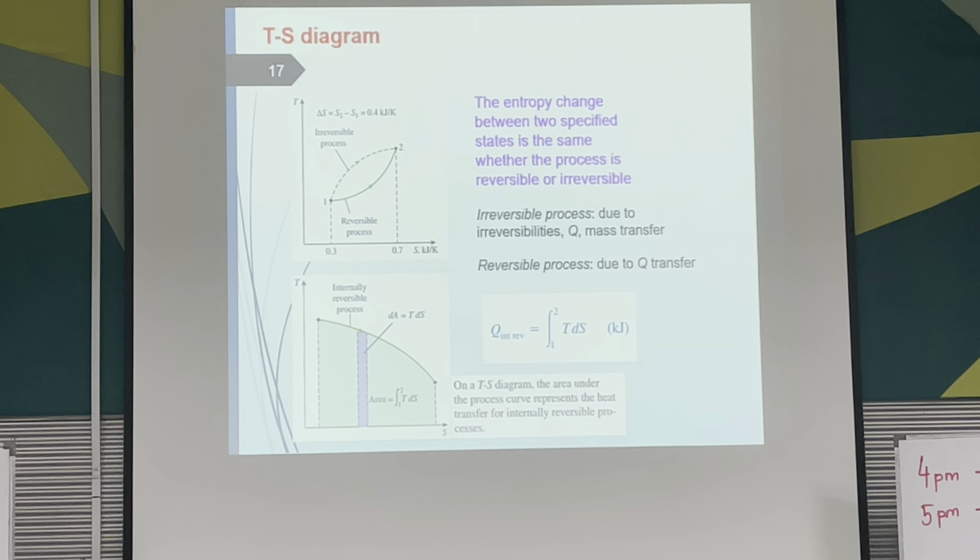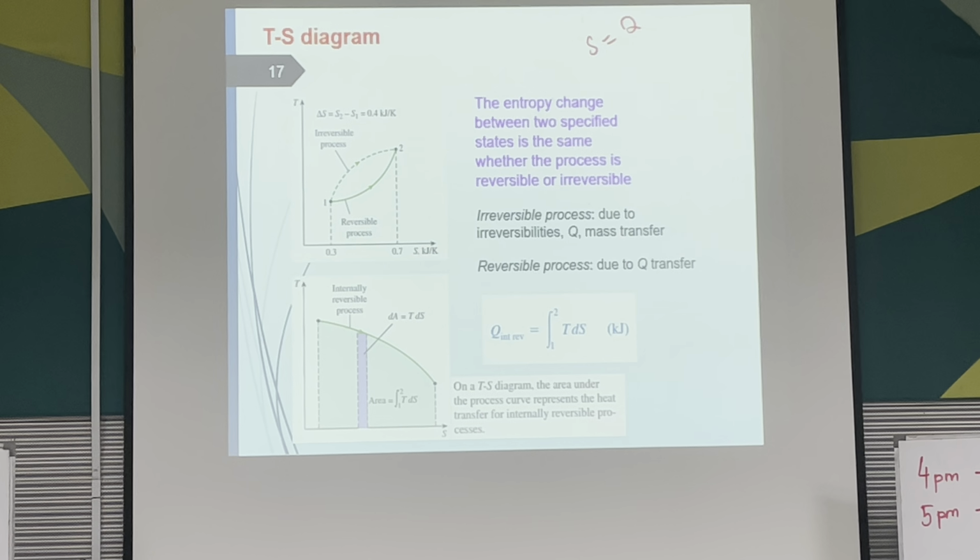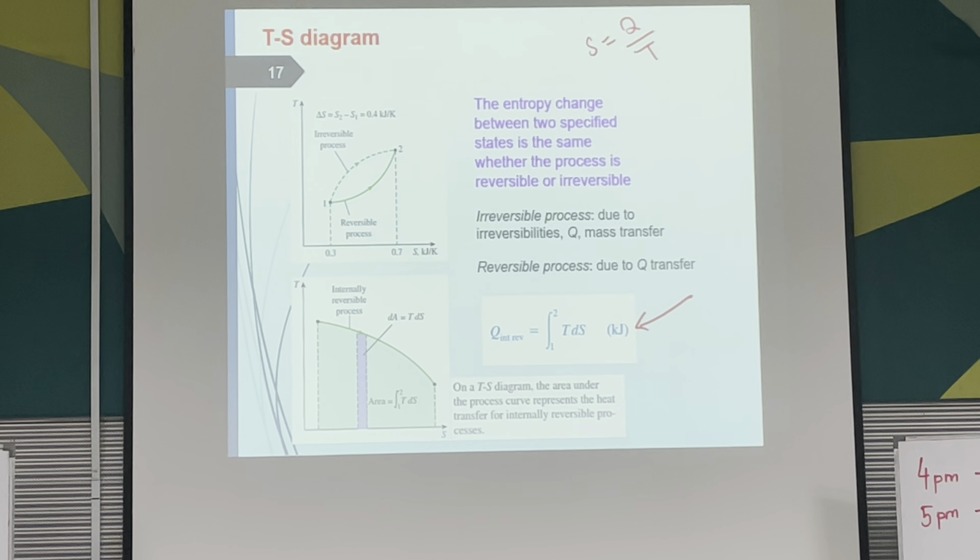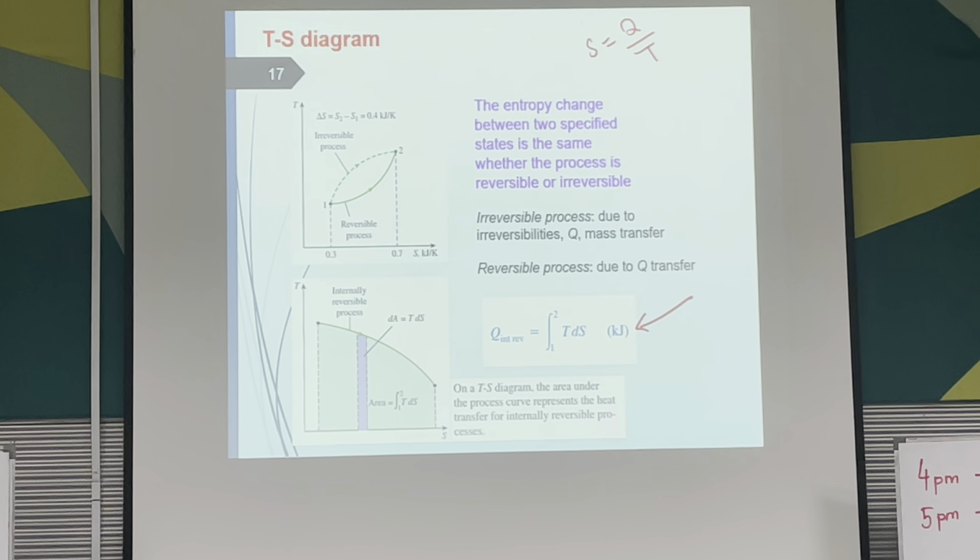In the TS diagram, it will represent heat transfer. Because you can see from the equation as well. Entropy is Q over T. So if you move around, then you get this equation, right? So meaning the area under the graph of a TS diagram actually gives you net heat or heat transfer. So remember this: TS diagram gives you heat transfer, PV diagram gives you work.